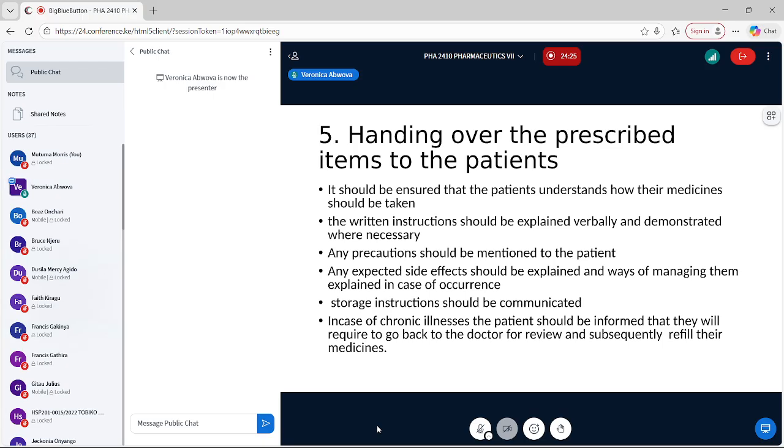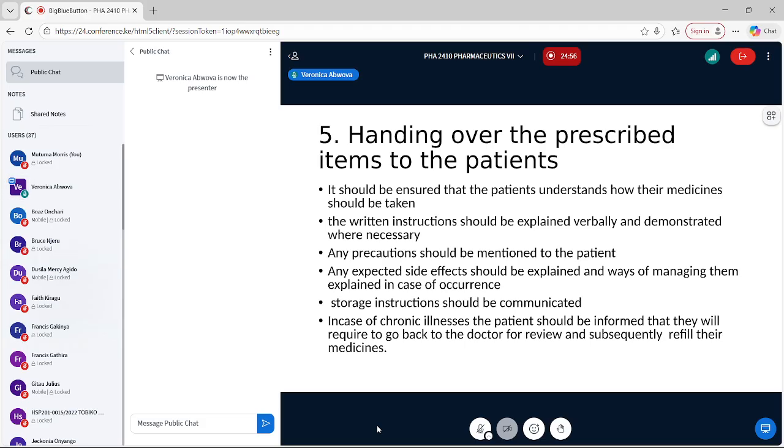If it is an inhaler, take them through the process of using the inhaler, because we have had scenarios where patients have come to the pharmacy and claimed, I've been using this inhaler and it does not work. When you ask them to demonstrate how they use the inhaler, you realize that three quarters of the medicine escapes into the atmosphere. It does not get into their airway. Because of that, they do not feel the effects of the inhaler.